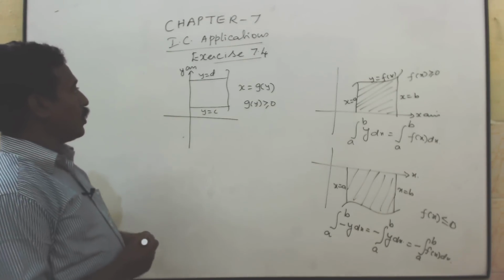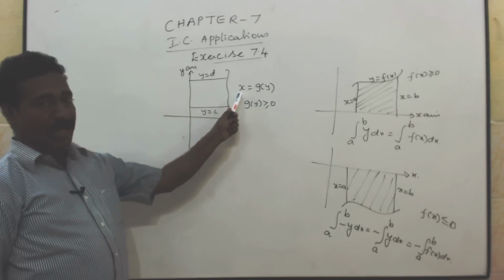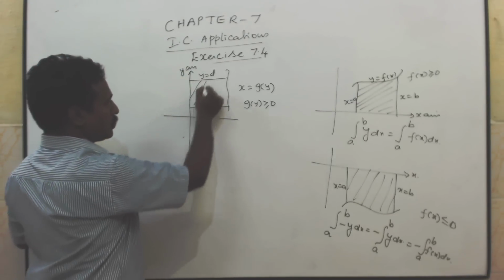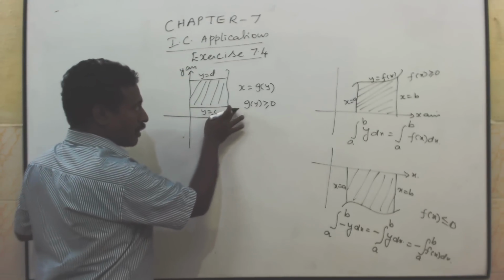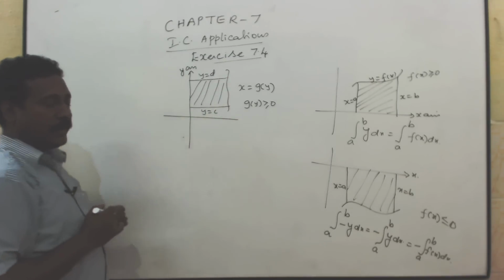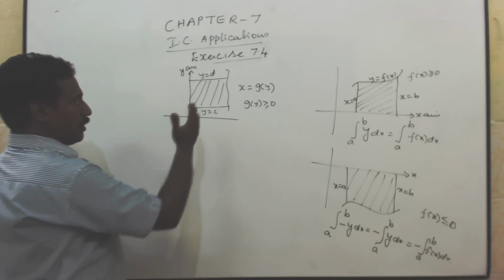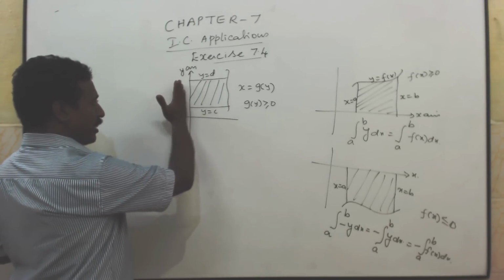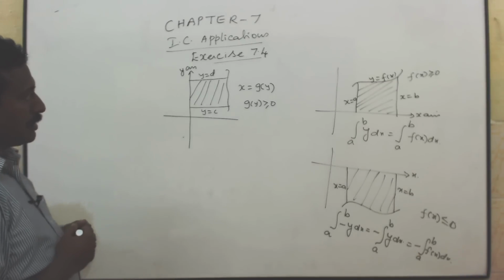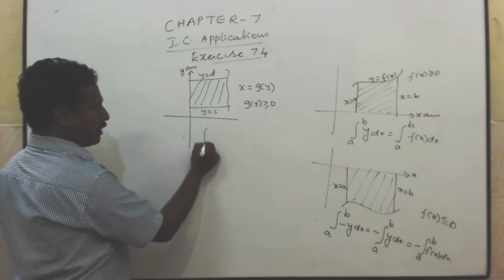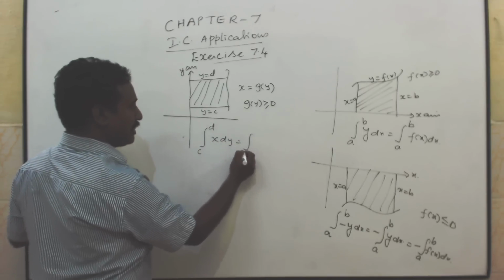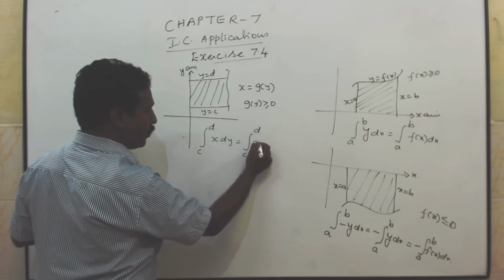Y equal to c, y equal to d. The curve x is equal to g of y and y-axis. So listen, the curve x equal to g of y is continuous on the closed interval c comma d. Between x equal to g of y and y-axis, between the lines abscissa y equal to c and d, the area is integral c to d x dy or c to d g of y dy.